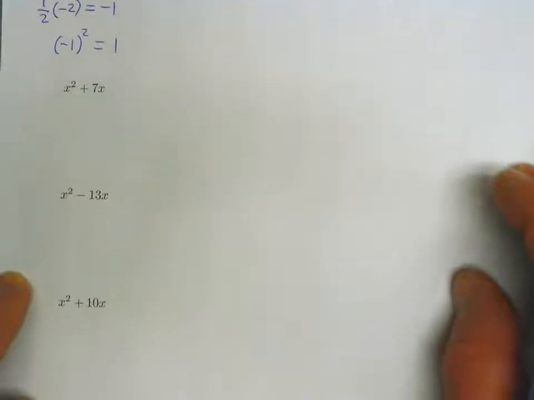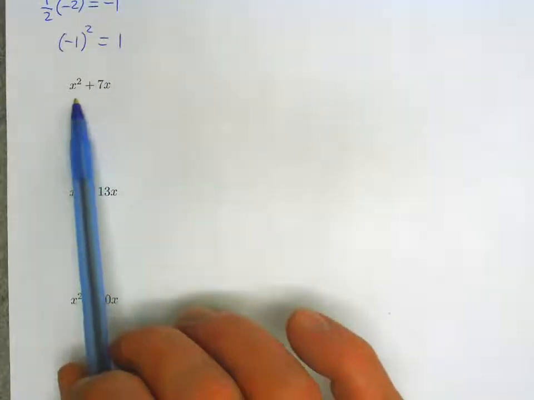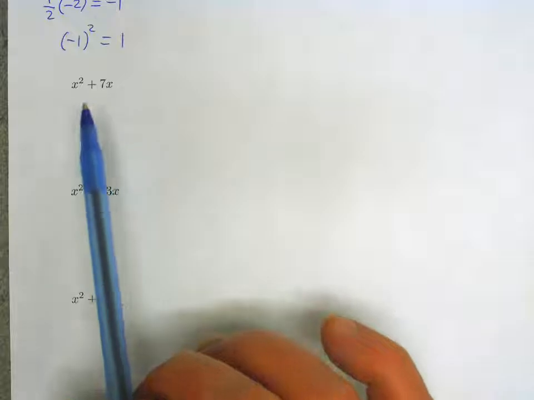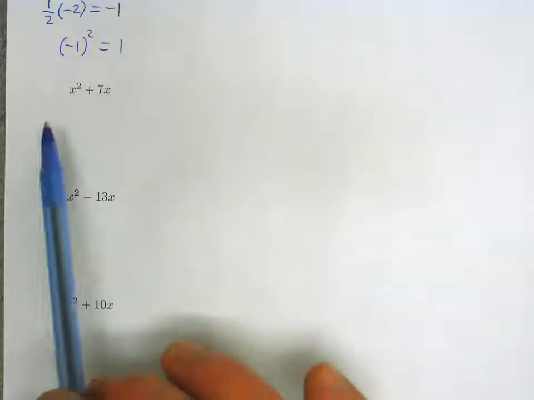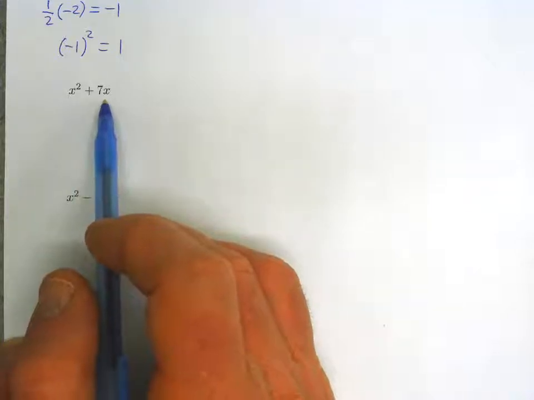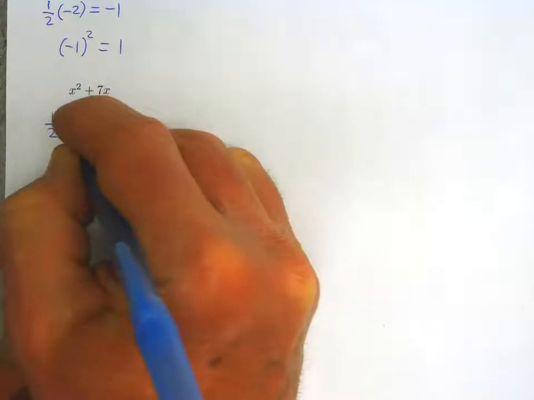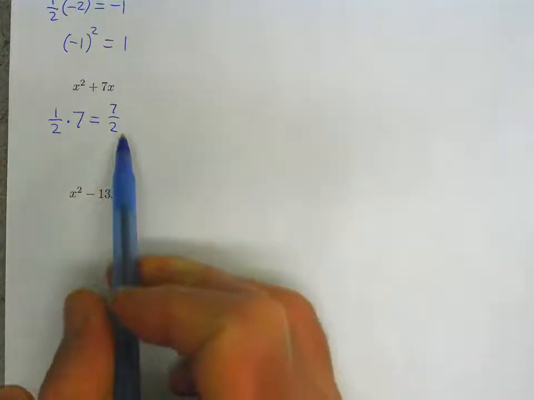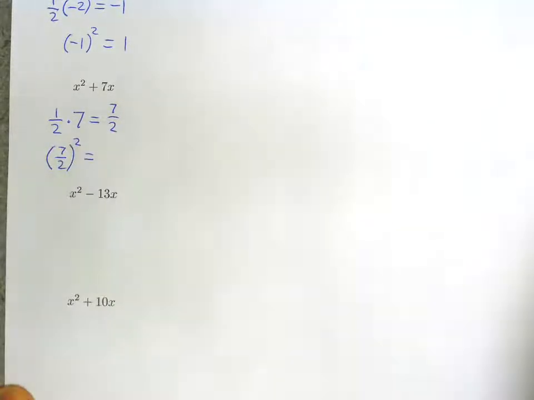Okay, the arithmetic can get a little more challenging. So let's complete the square on x squared plus 7x. So first note, the coefficient of x squared is 1. Okay, then step 2, we compute 1/2 of the coefficient of x. The coefficient of x is 7, so we compute 1/2 of 7. And we get 7/2. Then we're going to square that number. So when we square 7/2, that just means 7/2 times 7/2.